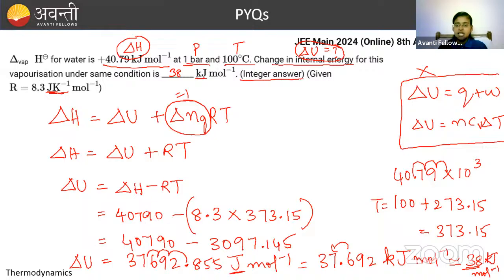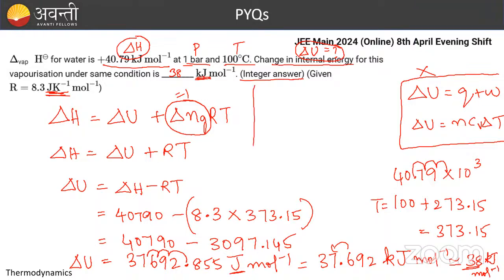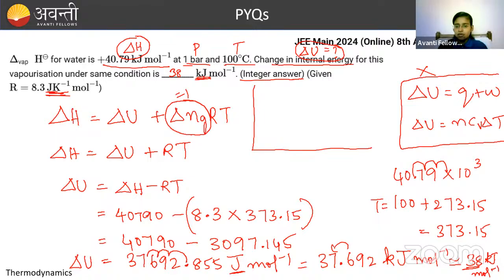Initially I did the entire thing with joule per mole because the R value is given in terms of joule per mole. Then later on, since the question asks for the answer in kilojoule per mole, I converted it again. If you want to convert kilojoule to joule, you have to move the decimal to the right side. And if you want to convert joule to kilojoule, you have to move the decimal to the left side.